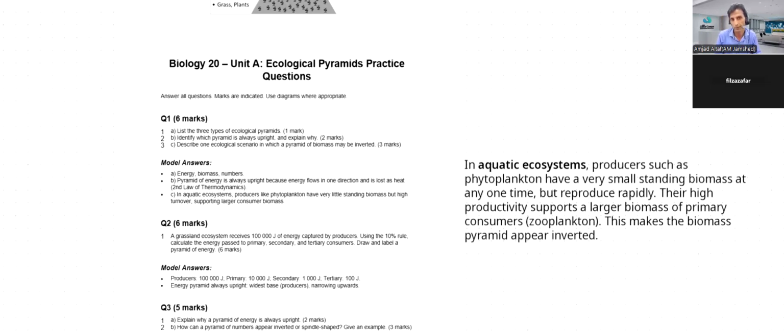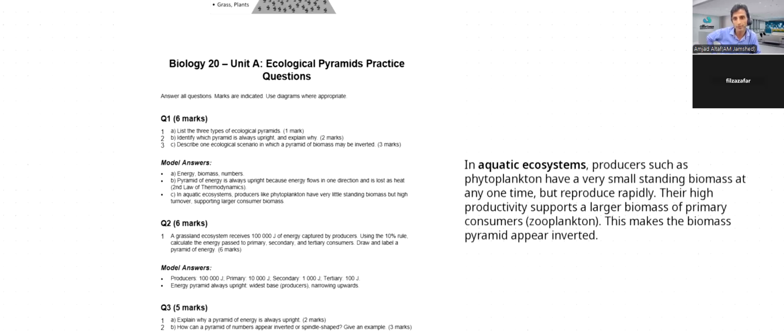So can you just read out these lines, the scenario that I have shown you here? Filza, it is on the side. In aquatic ecosystems, producers such as phytoplankton. These are floating plants, planktons, floating on water.